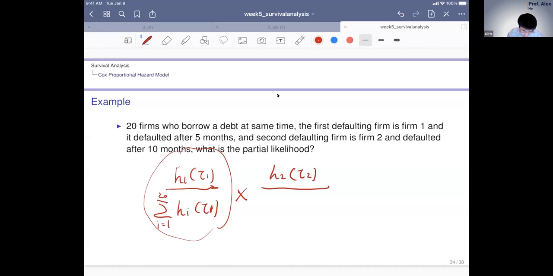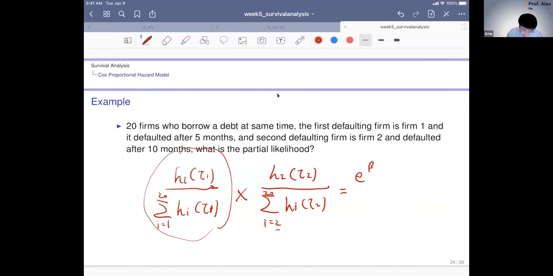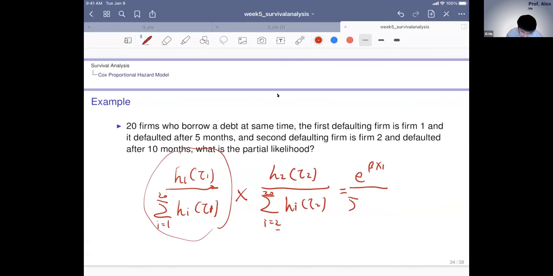defaulting at time two, divided by the risk set at that time. It's from firm two, because firm one has already died and is no longer in that risk set. So that's the sum from 2 to 20 of HI at tau two. Then you can use this formula. That would just equal e to the beta X1 over the sum from 1 to 20 of e to the beta XI, times e to the beta X2 divided by the sum from 2 to 20 of e to the beta XI.